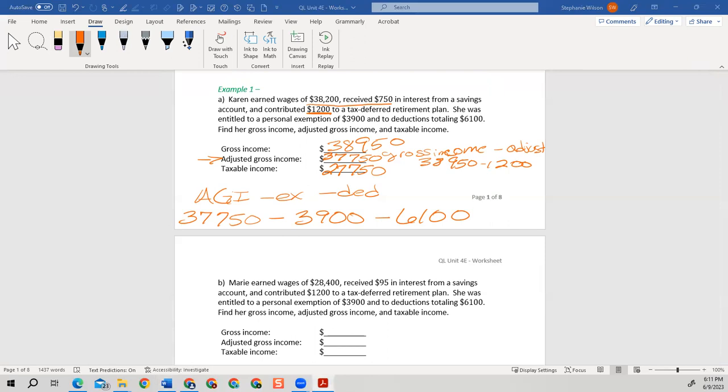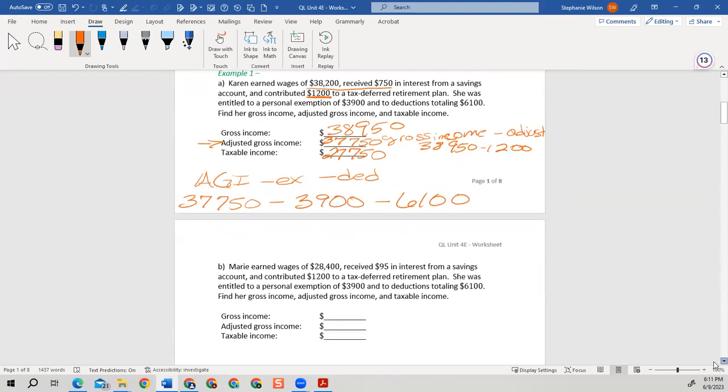And sometimes you overpay and you get a refund. Sometimes you underpay and you have to pay in. So let's do the next example right quick.